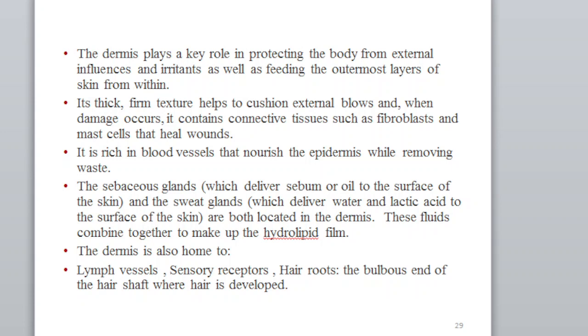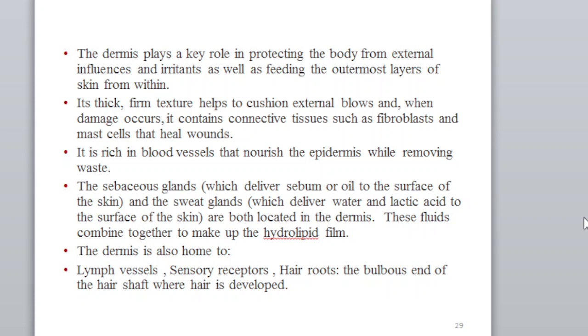The sebaceous glands, which deliver sebum to the surface of the skin, and the sweat glands, which deliver water and lactic acid to the surface of the skin, are both located in the dermis. These fluids combine together to make up the hydrolipid film. The dermis is also home to lymph vessels, sensory receptors, and hair roots, the bulbous end of the hair shaft where hair is developed.